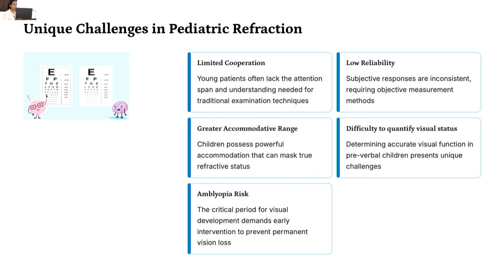We all face unique challenges in pediatric refraction. It's very difficult to attain a correct value. We get limited cooperation from the subjects. They lack the attention span. The values that we get will be of low reliability and inconsistent. They have a greater accommodative range, which masks the true refractive status of each kid. And it is always difficult to quantify the visual status, as we shouldn't forget the risk of amblyopia as well.